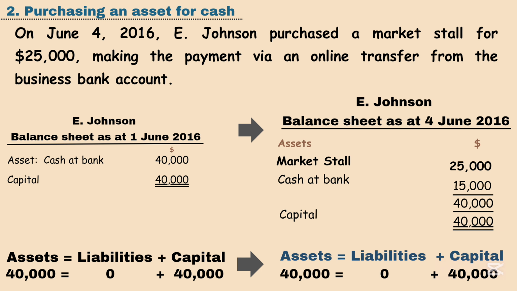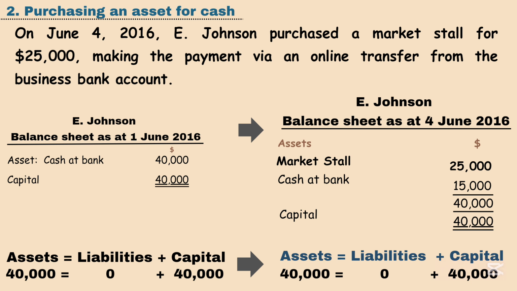Purchasing an asset for cash. On June 4, 2016, E. Johnson purchased a market stall for $25,000, paying through an online transfer from the business bank account. Now, let's see how this affects the balance sheet.